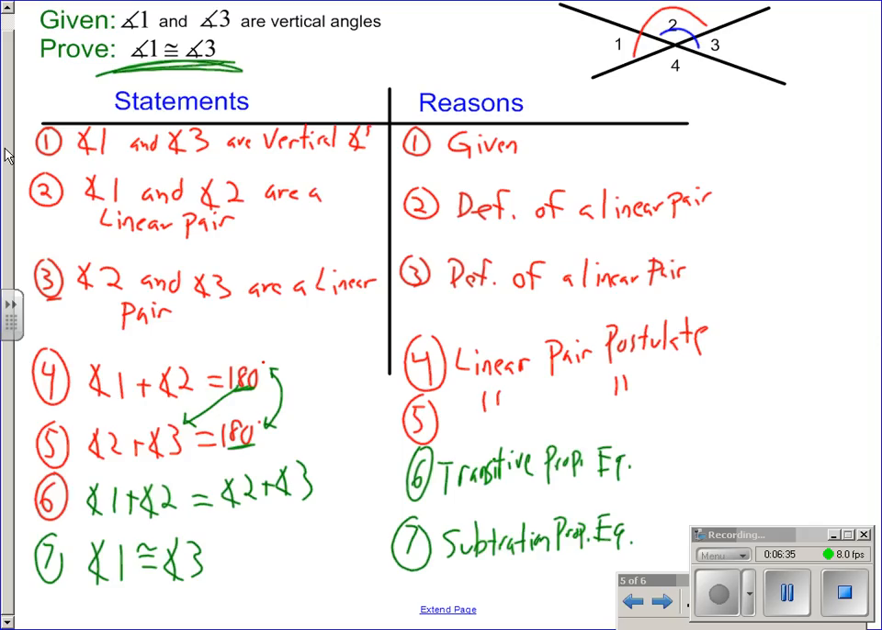The reason that is true is the subtraction property. And that's it, for the proof at least. We started by saying 1 and 3 are vertical angles because of the way they are oriented with each other in the picture, and here's the proof. Once we've proven it, we don't need to go through these 7 steps again. It's done. You have vertical angles, you just say they are congruent to each other.